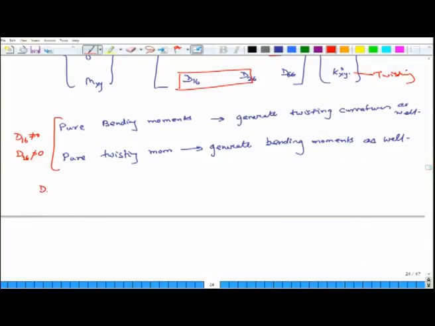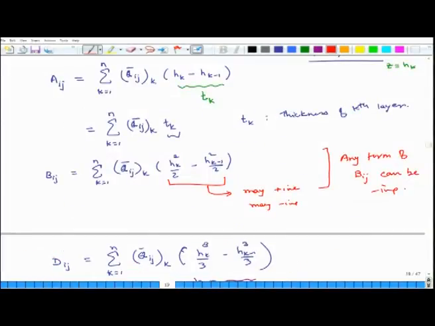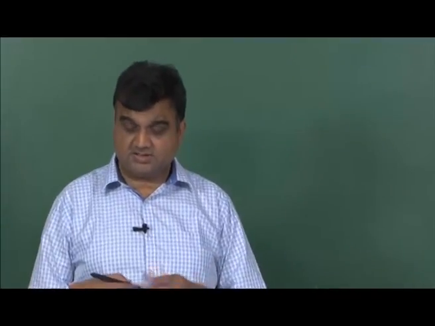and that is why D16 and D26 are called bending twisting coupling coefficients. So, we have discussed 4 cases. The first case is when B is 0, and if B is 0, then the coupling between the bending response and the midplane strain response, the extensional response and the bending response, gets eliminated. That is why it is known as the coupling matrix.